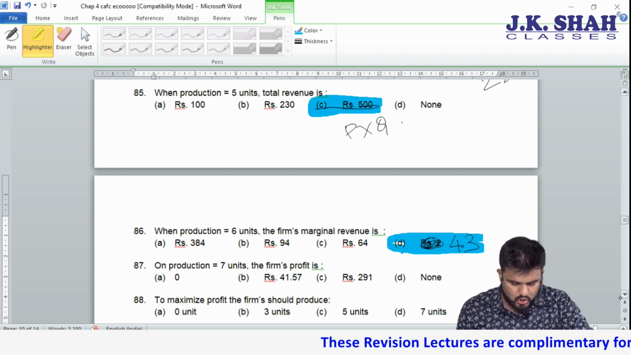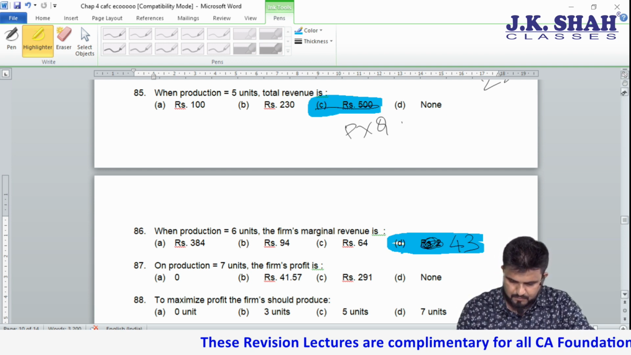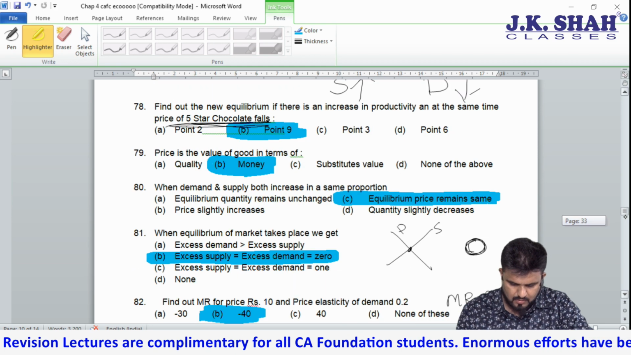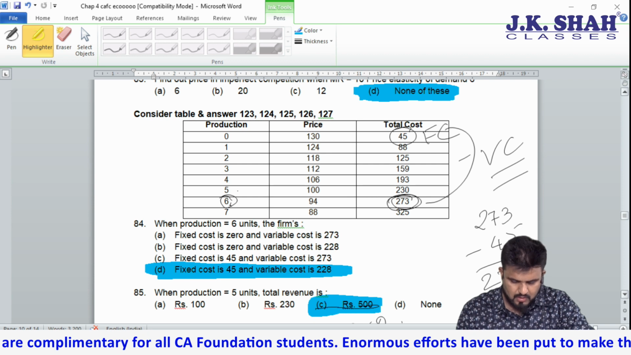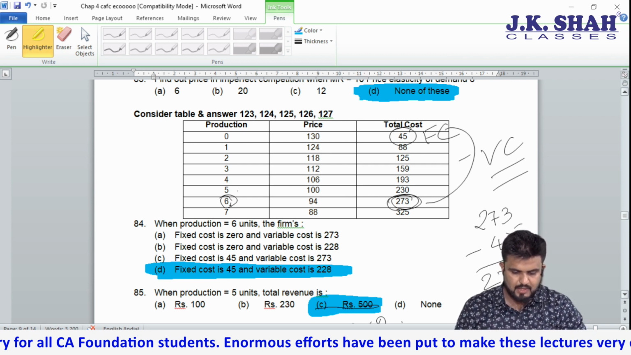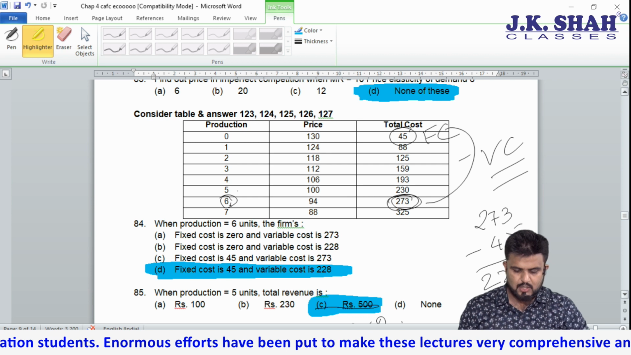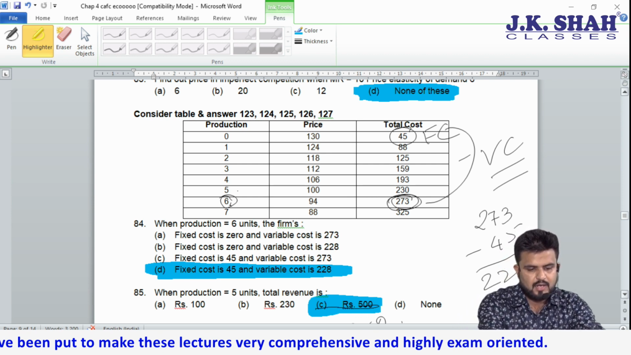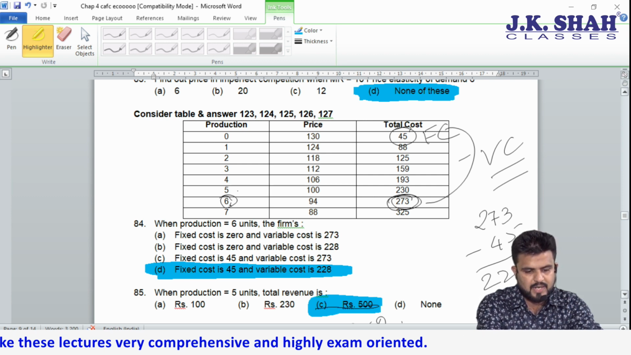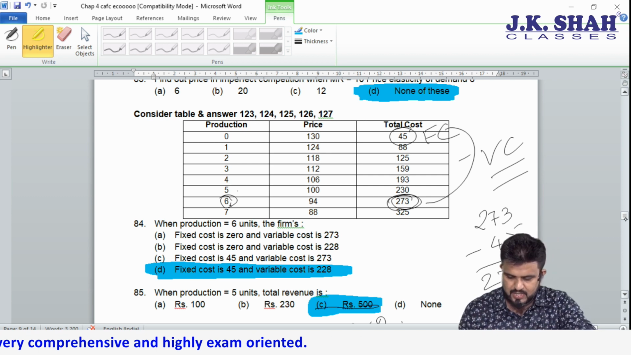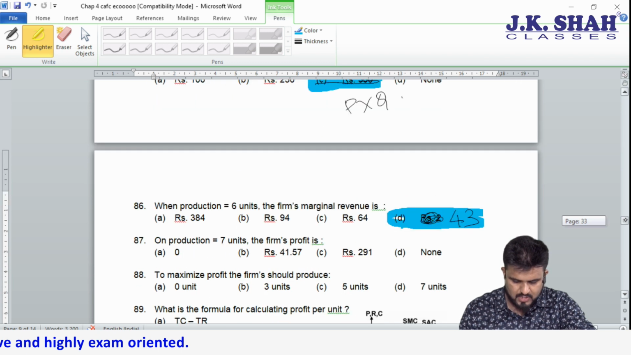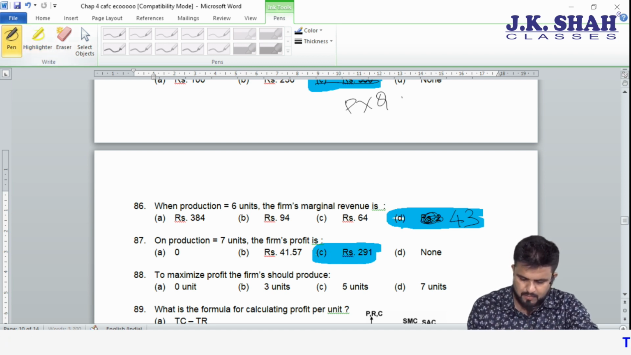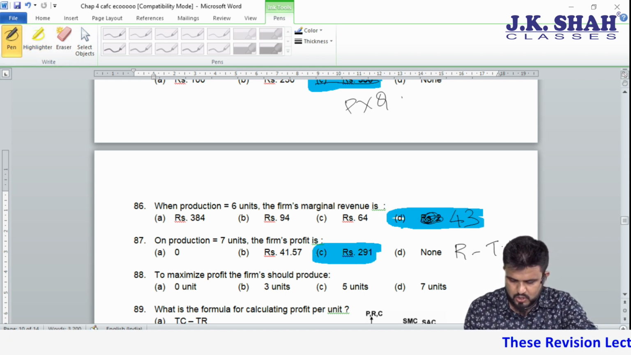Next, on production of 7 units, firm's profit. Profit they are asking at 7 units. What's the formula for profit? That is revenue minus cost. So 88 into 7 minus 325. Answer is 291. Is it given in the option? 291 is given in the option. So please remember, revenue minus total cost.